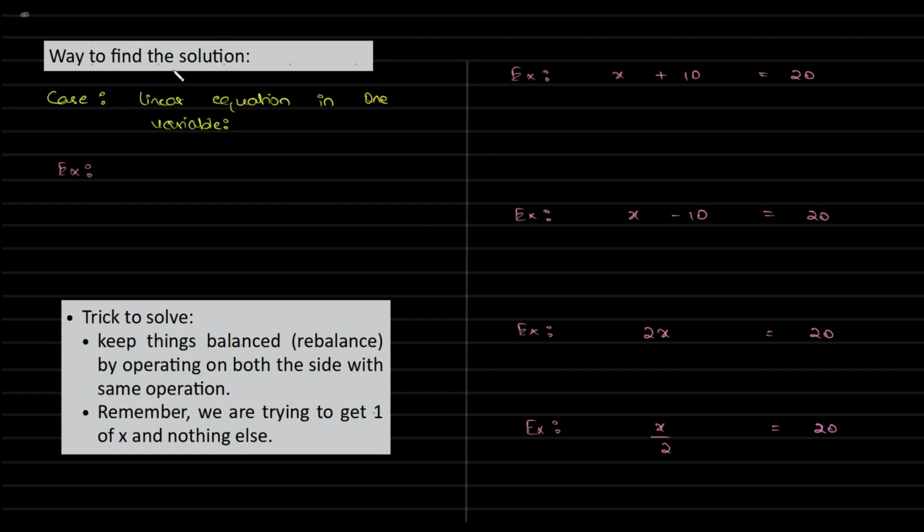Question is ways to find the solution. So what is this solution? These are values which make LHS equal to RHS. So these are the values that we replace the variables with to get a true statement. So we're looking at a particular case, linear equation in one variable.